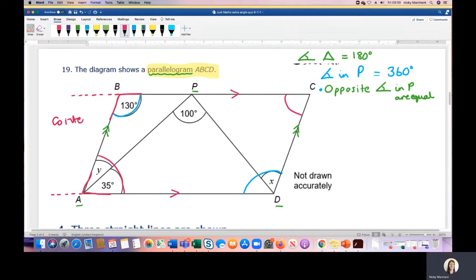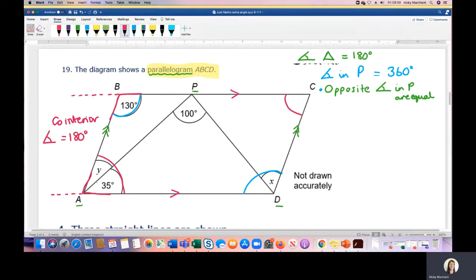So even if you don't use this, it's a good bit of revision here. Co-interior angles equal 180. They don't equal each other, they equal 180 degrees. So these two corners will equal 180 degrees. So straight away, you could start with that method.